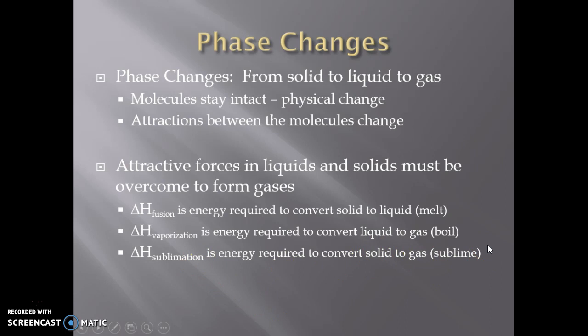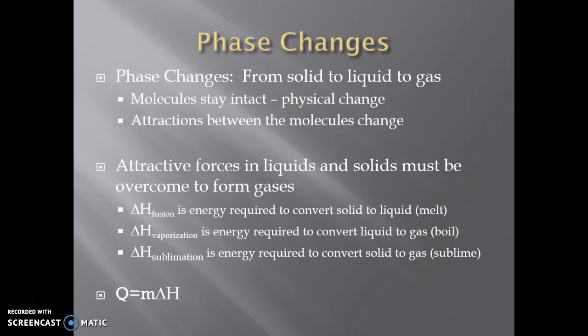So, for example, solid carbon dioxide sublimes. It becomes a gas immediately. That's what dry ice is. Dry ice, that smoke that you see, that vapor that you see, is gaseous carbon dioxide. You never see dry ice melt, it just sublimes.